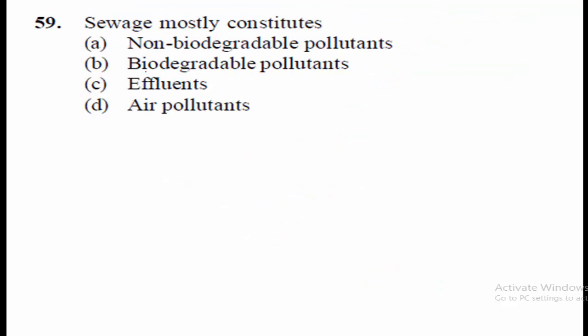59th. Sewage mostly constitutes... Sewage means the waste emitted from domestic purposes in drainages. What does it consist of? It consists of animal waste and plant waste. So it simply consists of biodegradable pollutants. If we consider industrial effluents, they consist of non-biodegradable pollutants. But domestic sewage usually consists of biodegradable pollutants. So option B is the right one.